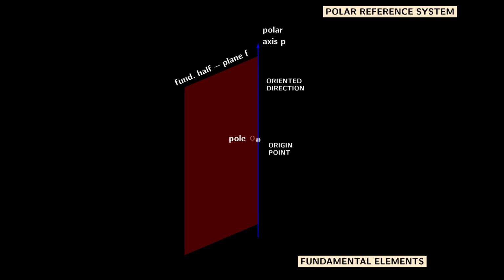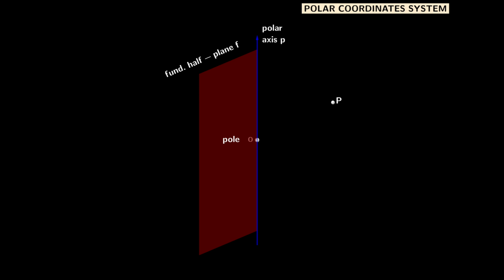Fundamental elements of a polar reference system in space: an origin point or pole O, an oriented direction or polar axis P passing through O, and a fundamental half-plane F having as origin the polar axis P.